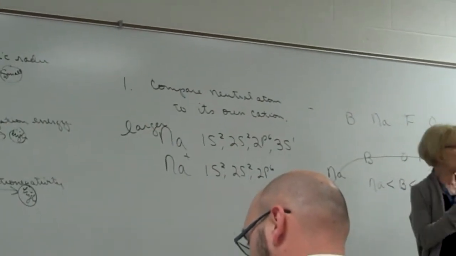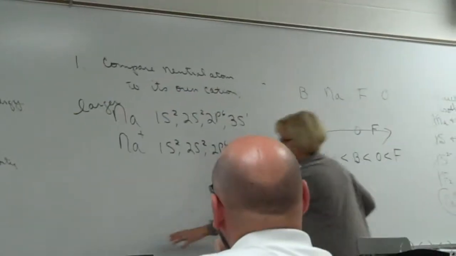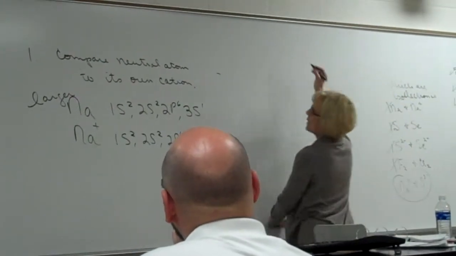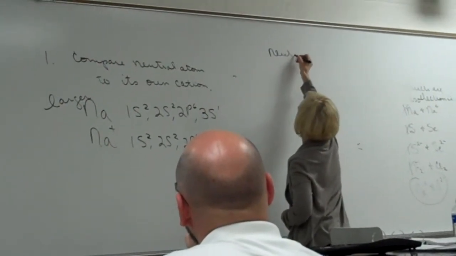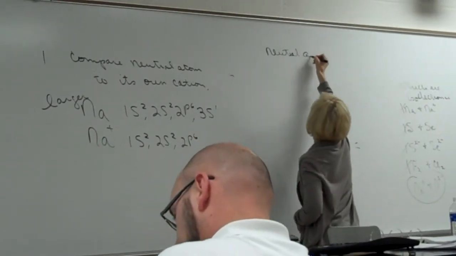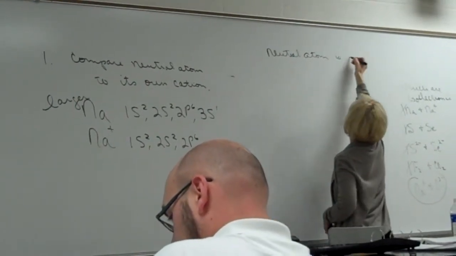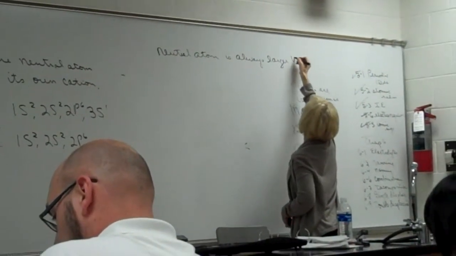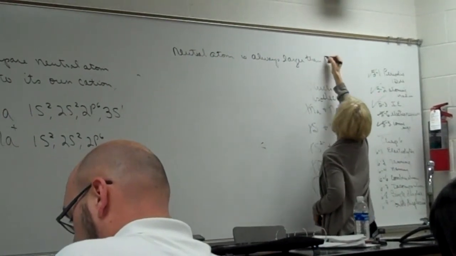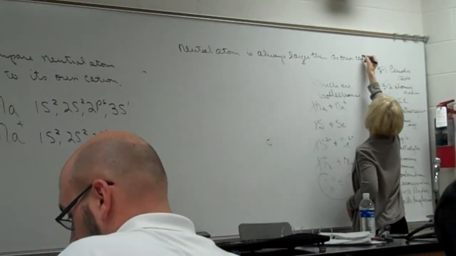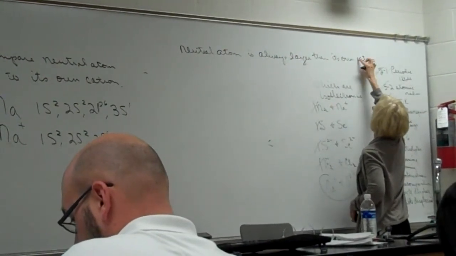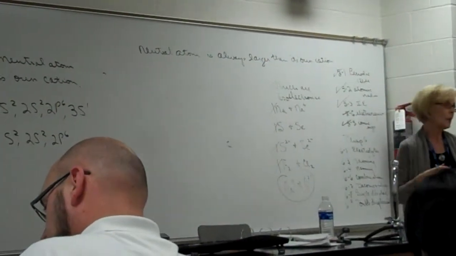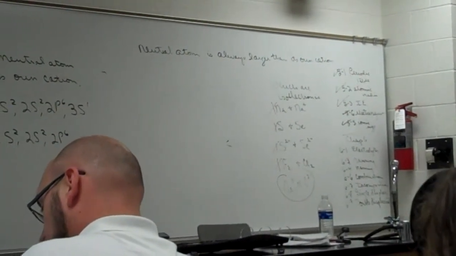So we can make a generalization here, and very seldom in chemistry do I get to say always. But a neutral atom is always larger than its own cation. Okay? Neutral atom is always larger than its own cation. You might try another couple on your own, like calcium and calcium plus 2.